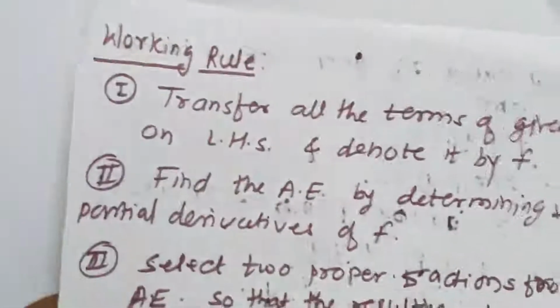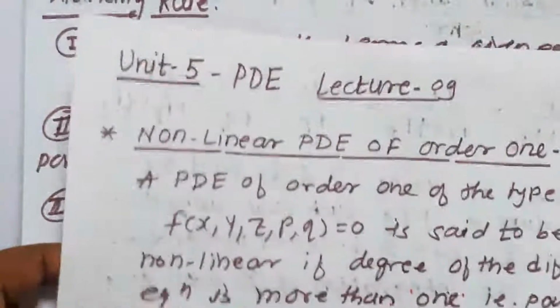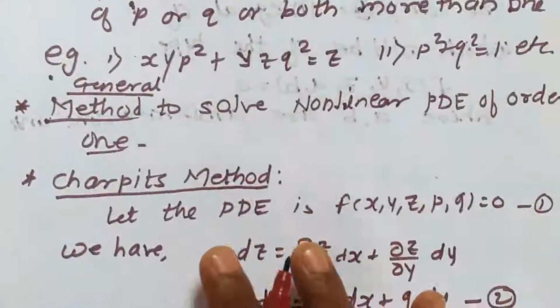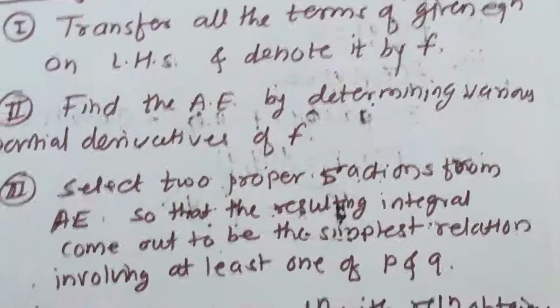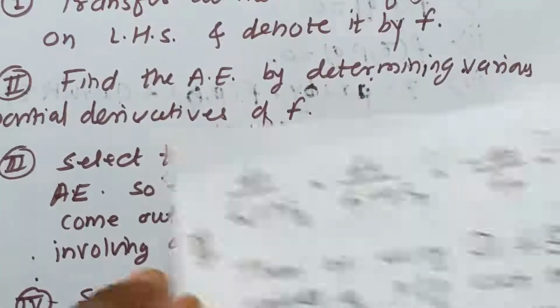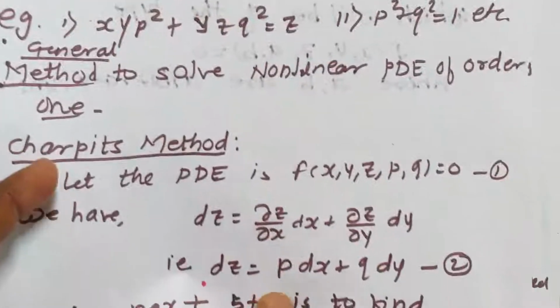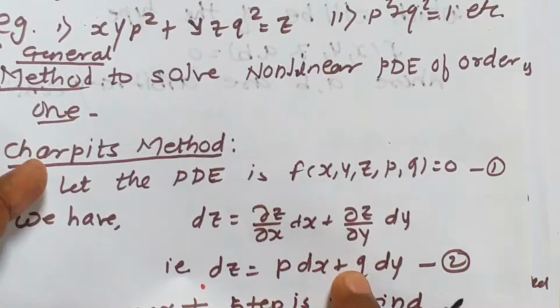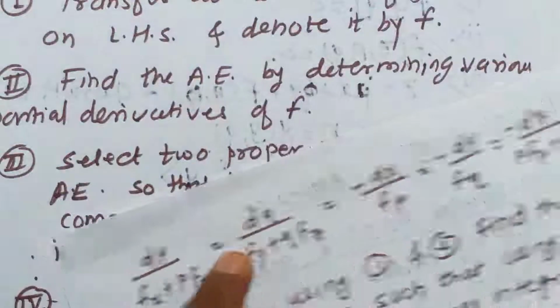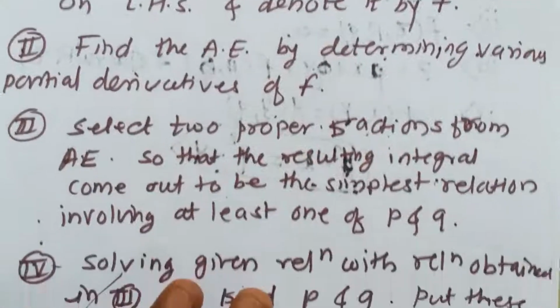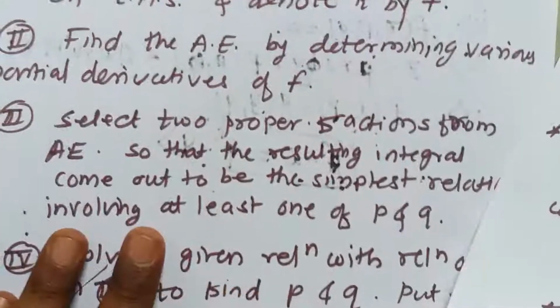So what we have discussed today: we have discussed what we mean by a non-linear partial differential equation. Then we discussed the Charpit method, and in brief I have discussed the auxiliary equations of the Charpit method, and the differential equation which we use for obtaining the solution. This relation is also important, and these auxiliary equations are also important. Then these working rules: try to follow this process while solving the examples based on the Charpit method.